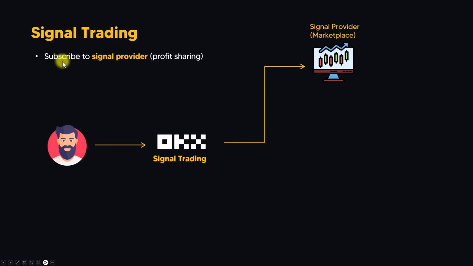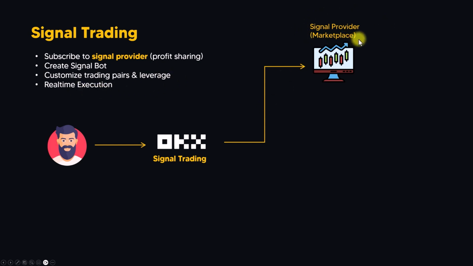First, we need to subscribe to signal providers. The signal provider will charge you a certain percentage of profit sharing, around 10 to 30%. Then the second step is that we will create a signal bot from the signal provider we selected earlier, and then it will be executed directly by the signal bot. And then we can customize trading pairs and leverage.